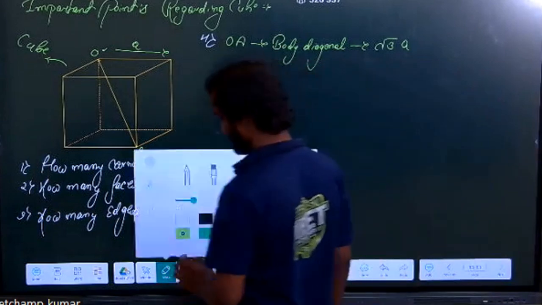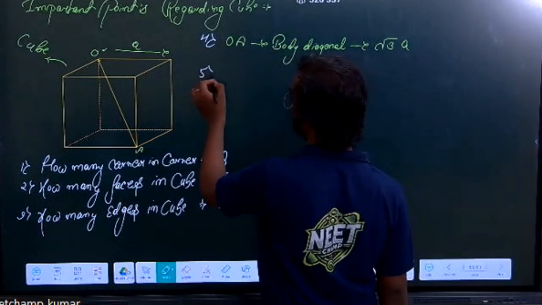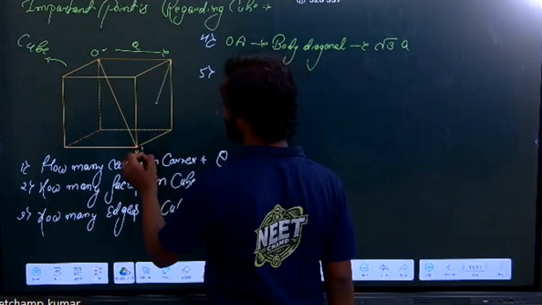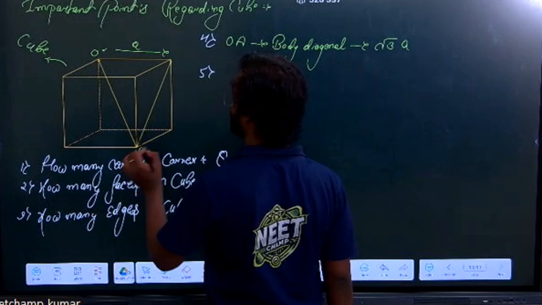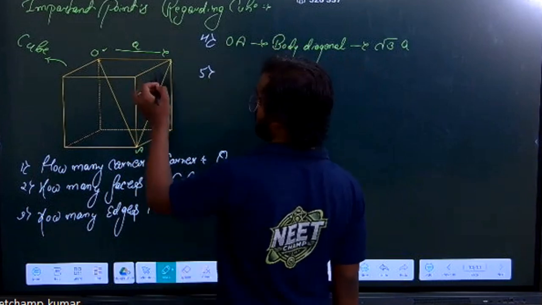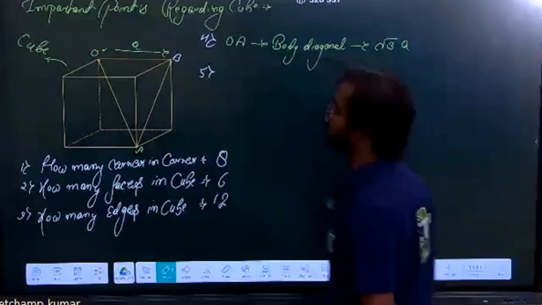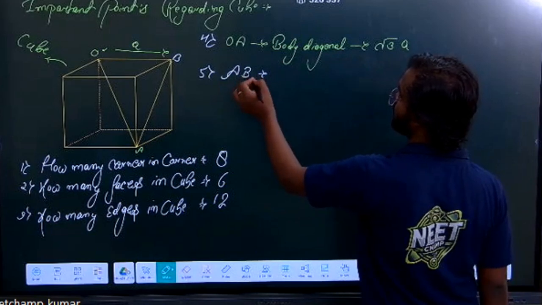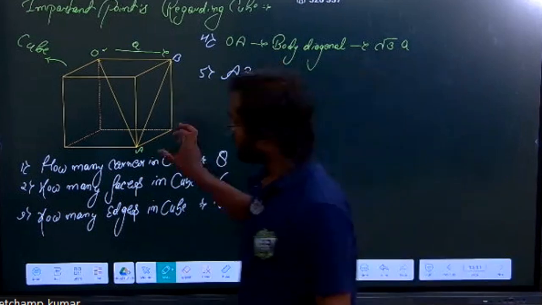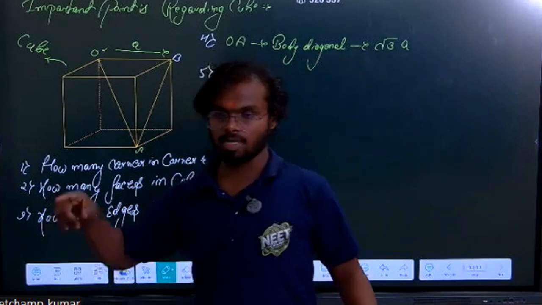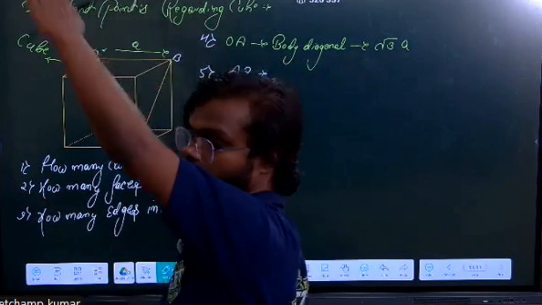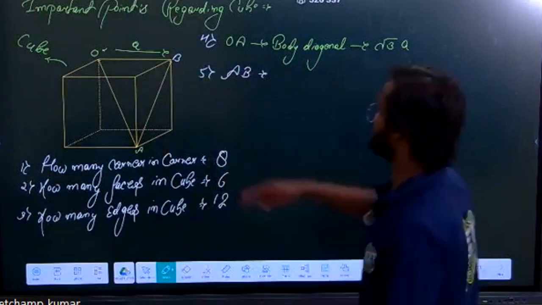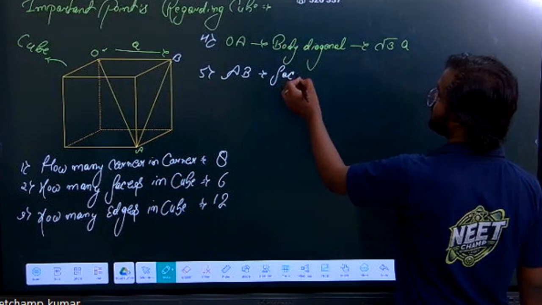Second thing, my second important point. Suppose I draw one line going like this. This is B. So what is this AB line? AB, if you see, is touching opposite corners again, but on one face. This is one face. It is touching the corners, but on the same face. It is called a face diagonal.